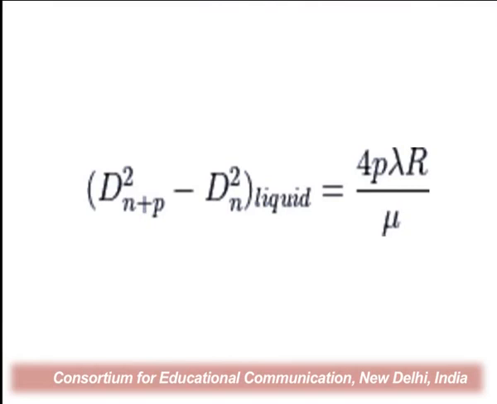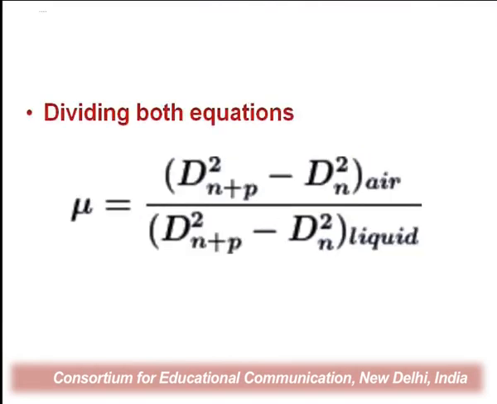divided by mu. Now by using these two equations, we can find out the value of mu, the refractive index of the liquid between the plano-convex lens and the glass plate. So dividing both these equations, we will get mu is equal to D(n+p) square minus D(n) square in the air, over D(n+p) square minus D(n) square in the liquid. So from the air and liquid difference, we can get the value of mu.